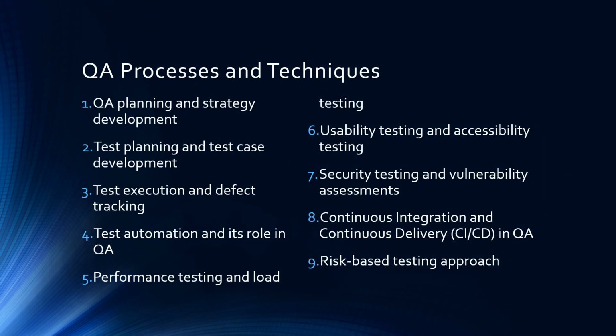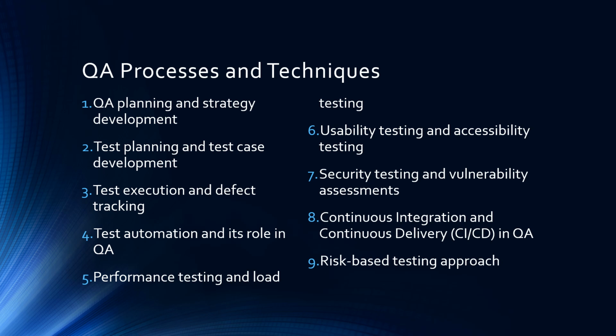Our exploration of quality assurance processes and techniques covers 9 essential areas that form a comprehensive approach to quality management in modern software development environments. We begin with QA planning and strategy development, which sets the foundation for all quality initiatives. From there, we'll examine test planning, execution, and automation, crucial elements in any DevOps pipeline.